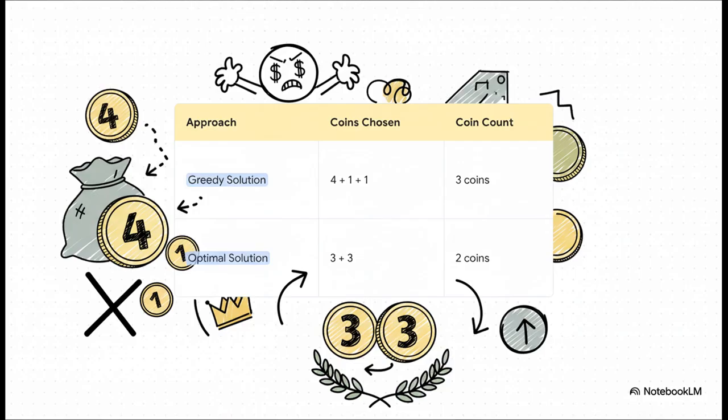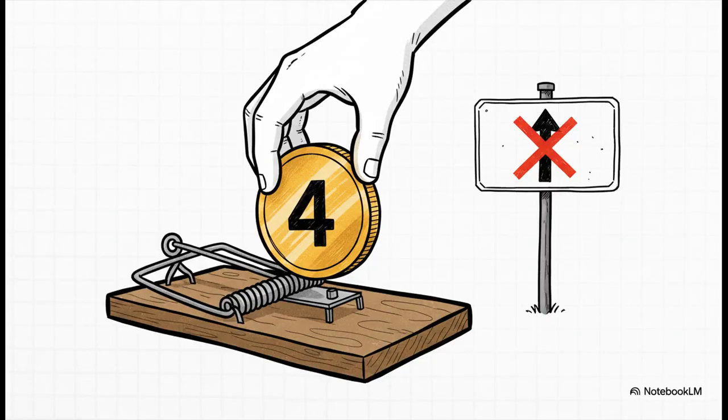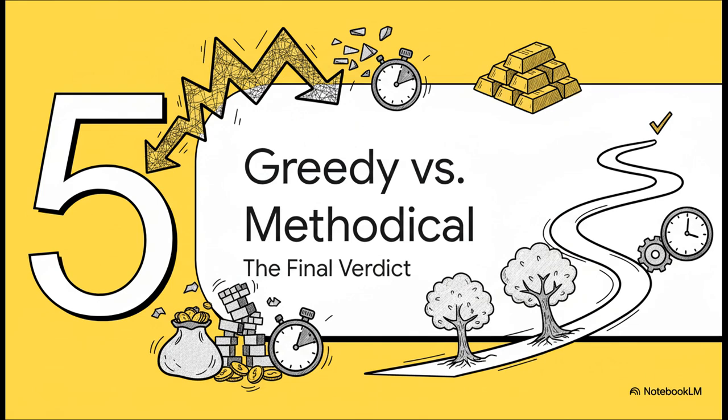It failed. So the really important thing here is to understand why it failed. That first choice, taking the 4-cent coin, seemed like the best move at the time, but it was a total trap. It led us down a path where we couldn't get the best possible outcome. In other words, for this specific problem, that special greedy choice property just doesn't exist. The shortcut isn't safe. Okay, so now we've kind of seen both sides of the coin, right? We've seen greed win, and we've seen it fail spectacularly.